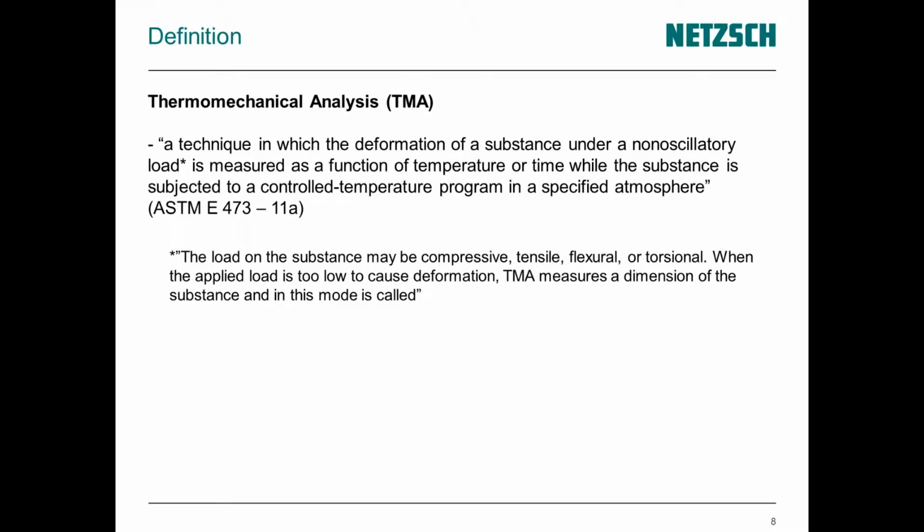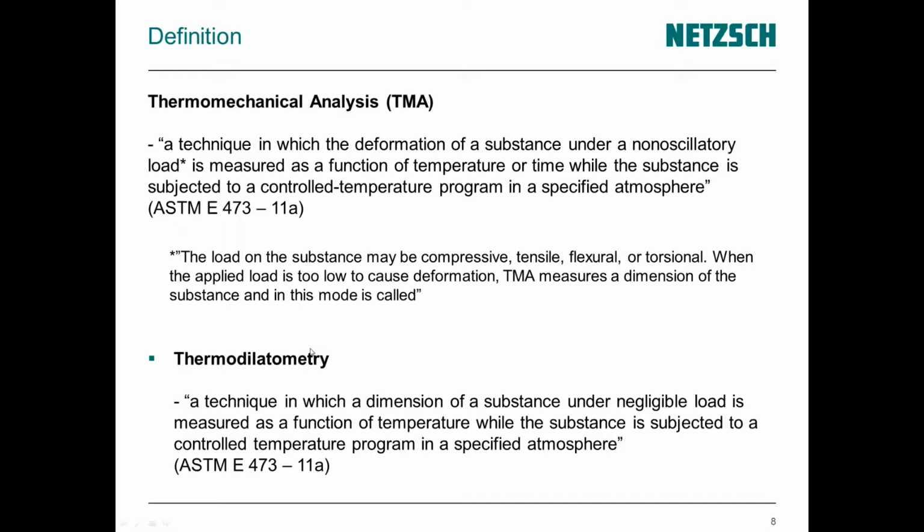We start with a short look into the definition of thermomechanical analysis. So what is TMA? This is a technique in which the deformation of a substance under a non-oscillatory load is measured as a function of temperature or time, while the substance is subjected to a controlled temperature program in a specified atmosphere. This is the definition which you can find in ASTM A473. And you also get more information there about the load, which may be compressive, tensile, flexural, or torsional.